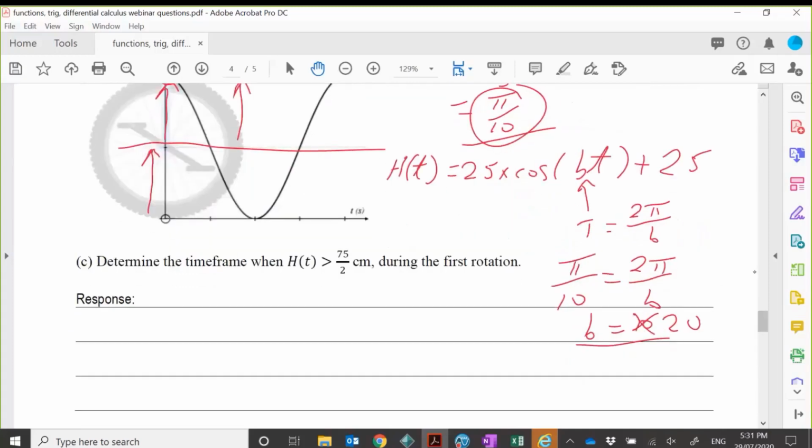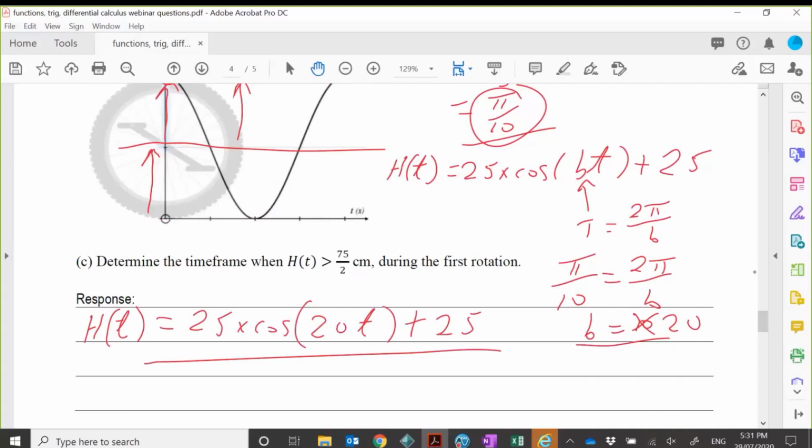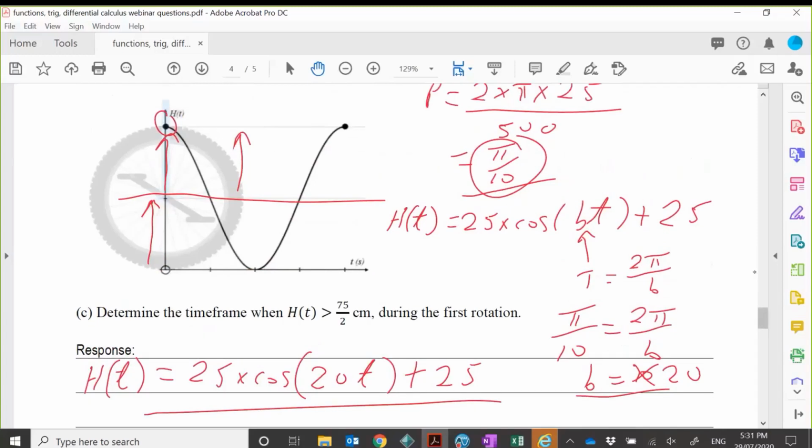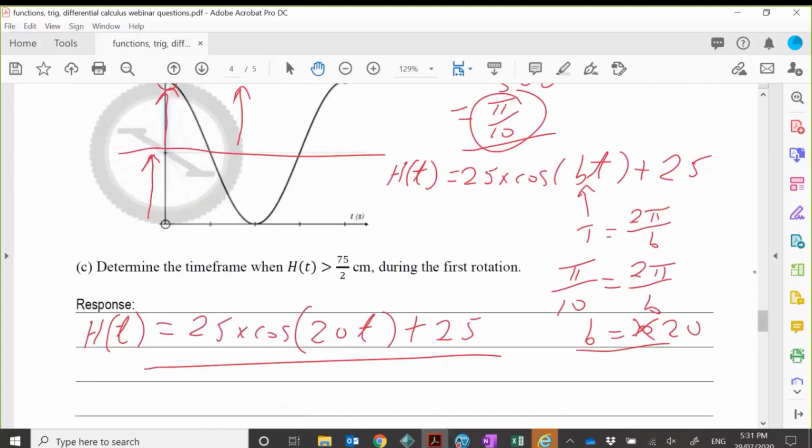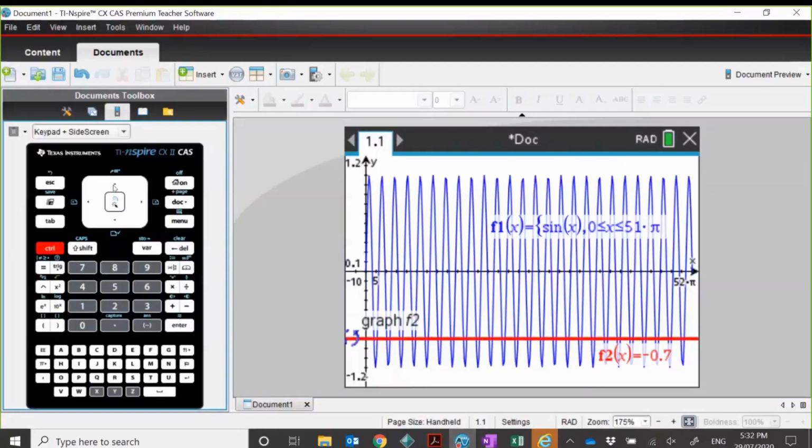So then we have our final function, h of t. So the height is going to be 25 times the cos of 20t add on 25. So there is your mathematical model for the rotation or the height of the dot on that wheel. Now, let's graph that on the calculator, because we're going to need that to answer part C. So on the calculator, I'm just going to delete this graph.